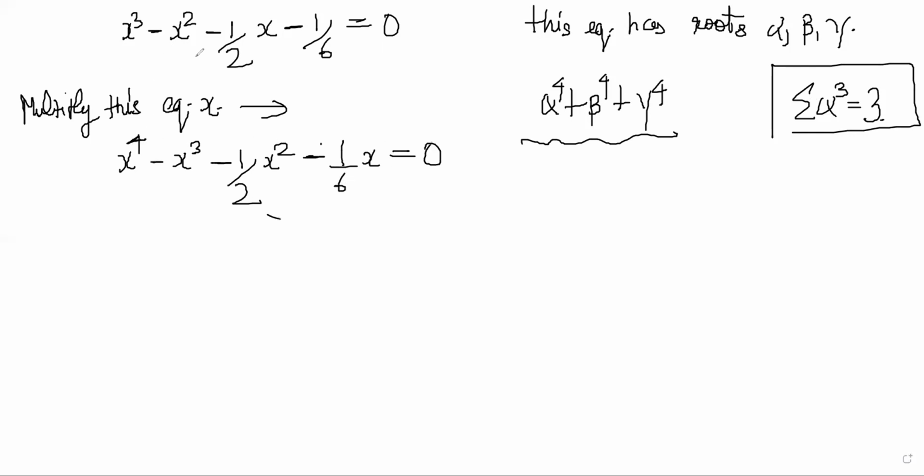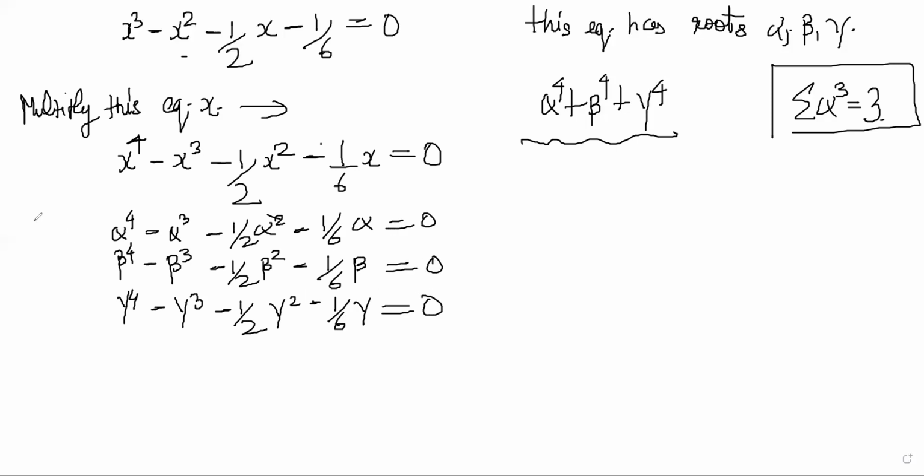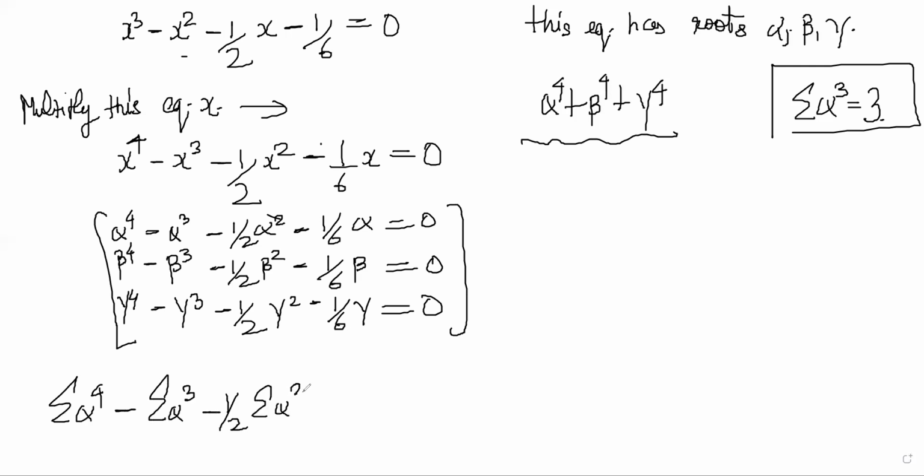Now, since the third degree equation has roots alpha, beta, gamma, obviously the fourth degree equation will also have roots alpha, beta, gamma. So you'll put alpha power 4, beta power 4, gamma power 4 minus alpha cube minus beta cube minus gamma cube minus half alpha square minus half beta square minus half gamma square minus 1 by 6 alpha minus 1 by 6 beta minus 1 by 6 gamma is equal to 0, because alpha, beta, gamma will satisfy this equation also after multiplying by x. So adding this, we get summation of alpha power 4 minus summation of alpha cube minus half summation of alpha square minus 1 by 6 summation of alpha is equal to 0.